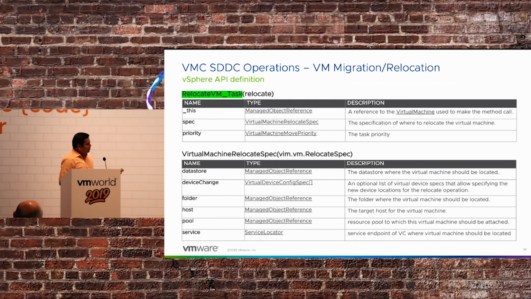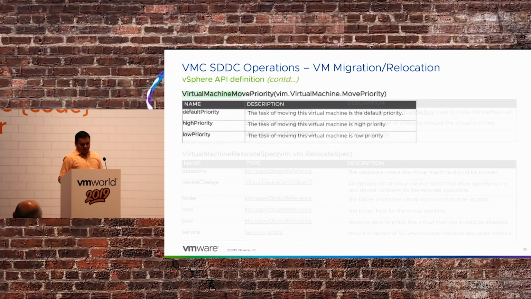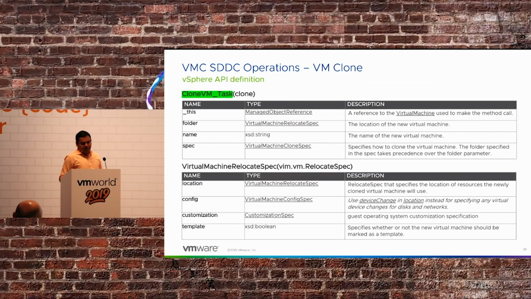And the one important parameter here is the service locator. Assume that you're migrating the virtual machine from on-premise to cloud. The service locator here captures the details of the cloud vCenter server to which you would like to migrate the VM from on-premise, right? So this spec talks about with what priority you would like to migrate the virtual machine. Similarly, the clone operation takes in 4 parameters: what virtual machine you would like to clone, what is the name of the virtual machine, what is the virtual machine clone spec, and so on and so forth.